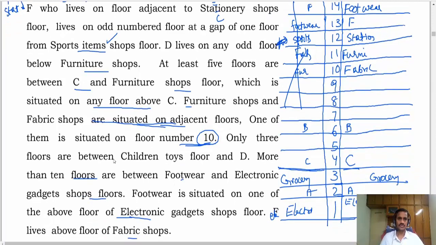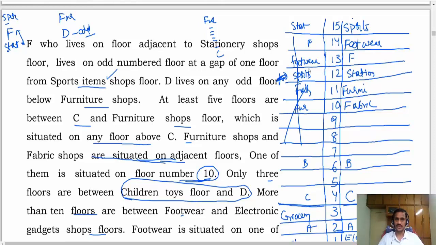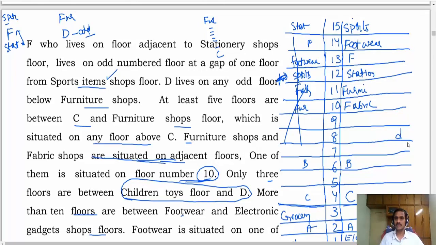And only 3 floors between children and D. D is an even number floor, only 3 in between D and children. D is an even number floor and D is below furniture. So D can only be here, 8. If it is here, between D and children there must be 3: 1, 2, 3, children should be here, not possible. Hence D cannot be here. Then D even, D is not here.